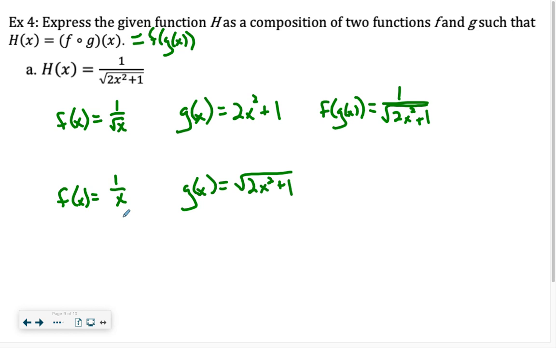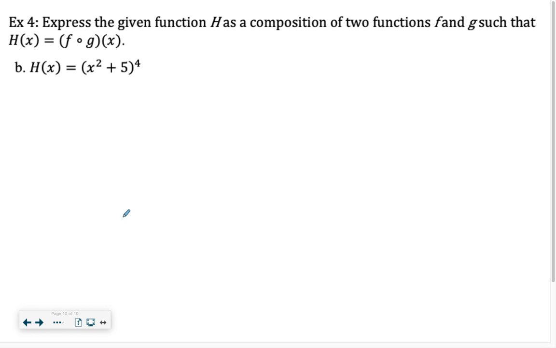Right? So since there is more than one correct answer for problems like this, I want you to just pause the video and try this one. I'm not going to have it pop up on the screen, but pause the video and try this one for a second.